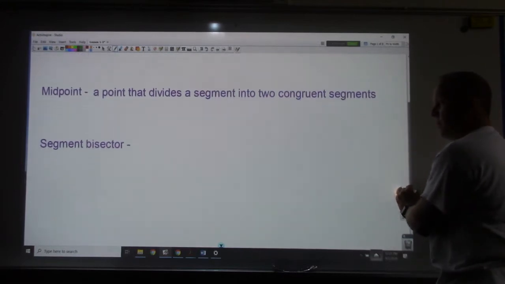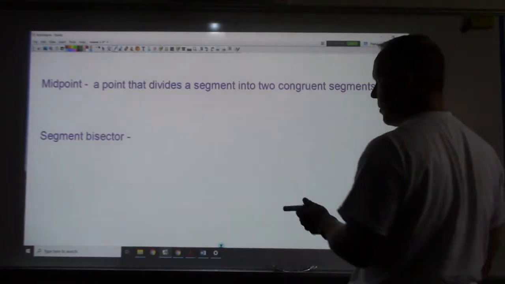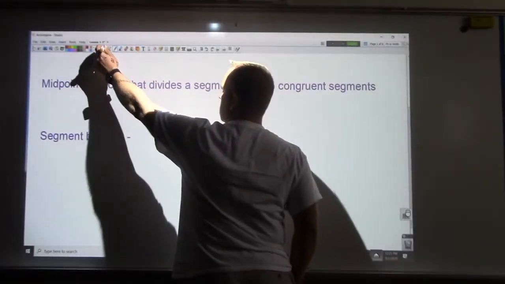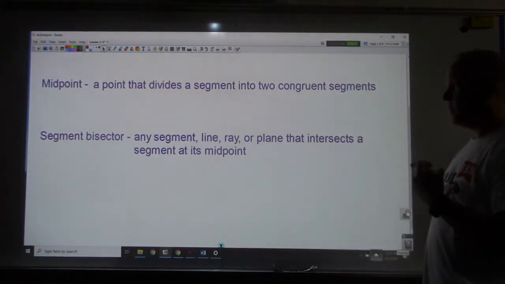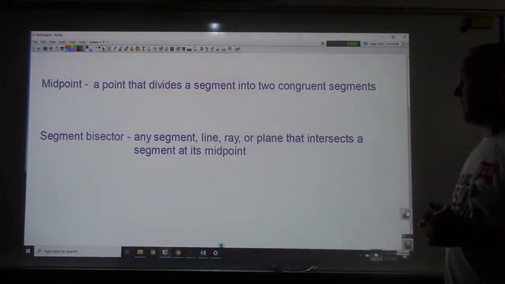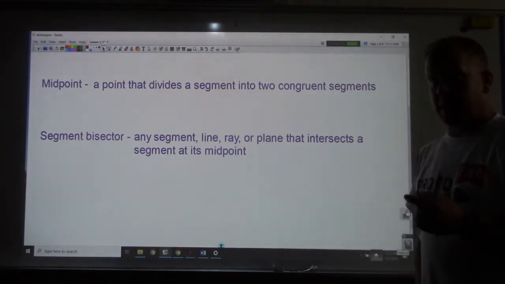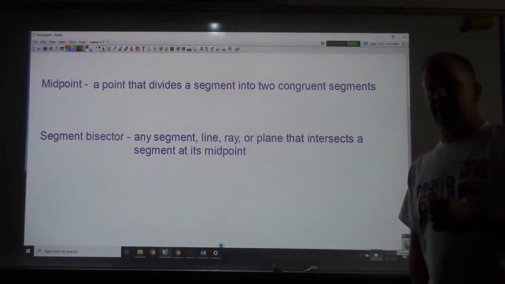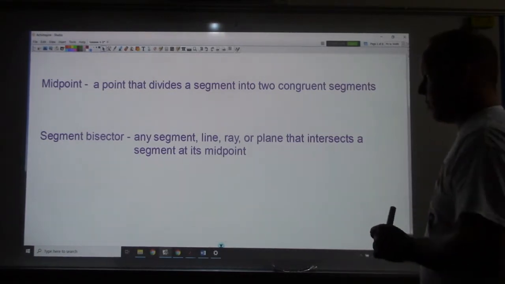If you have a midpoint established, you can then have a segment bisector. Segment bisector would be any segment, line, ray, or plane that intersects a segment at its midpoint. So if you have a midpoint of a segment, anything that goes through it is then considered its bisector. It cuts it exactly in half, two equal parts.